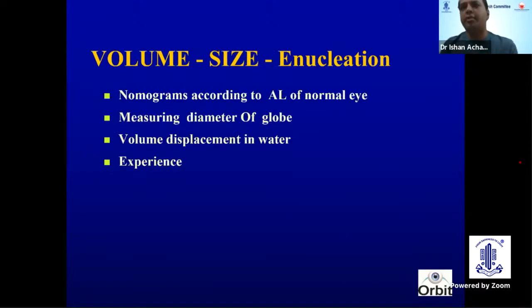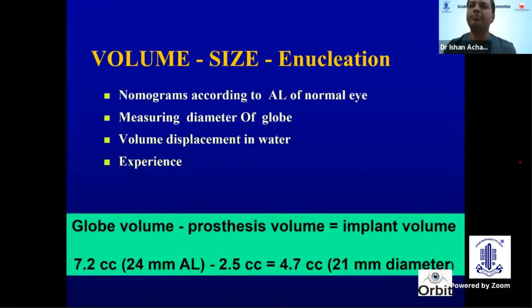So for enucleation, there are nomograms available according to the axial length of the normal eye to decide the volume or size of the implant. Or we can take 20 cc of saline, put the enucleated eye in that, and measure the displacement in the water, thereby deciding the size of the implant. The best thing is to use your experience.